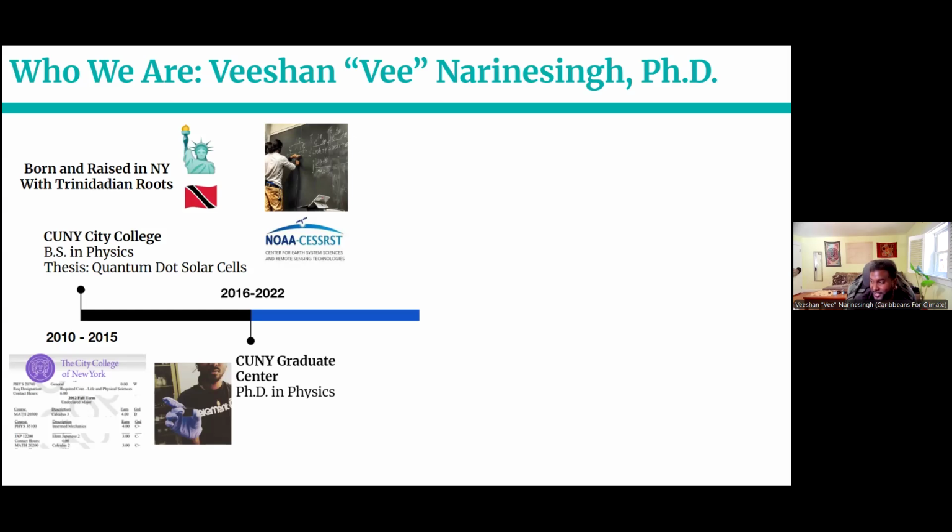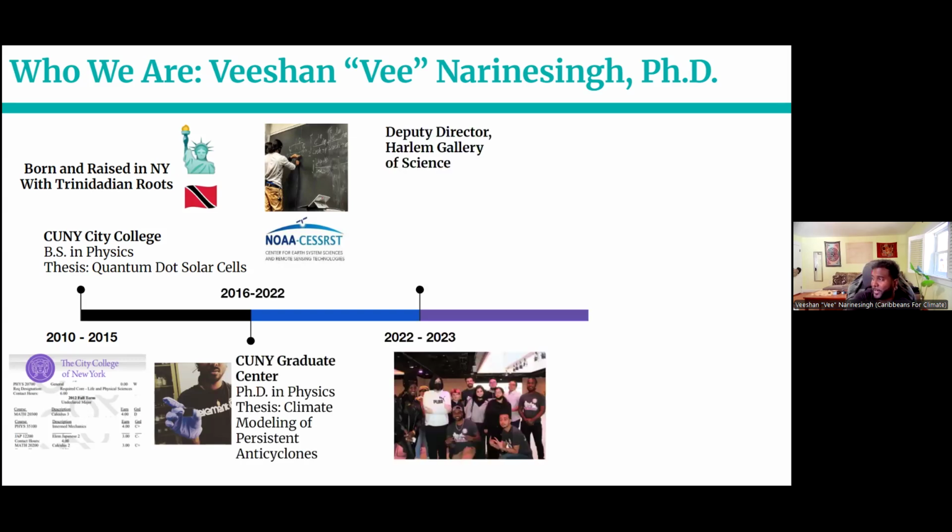But then I fell in love with climate science research, and NOAA was a huge enabler for me to become who I am today. So I'm very thankful they funded my PhD, and that's also where I met Gabe. I ended up doing my PhD on climate science, even though it was in physics, and I did climate modeling of persistent anticyclones, so stuff related to heat waves. After I graduated, I got a faculty offer to work at a liberal arts college, but I turned it down to be a deputy director of a nonprofit organization. So I've done a lot of youth development work, and Gabe has been a great part of that as well.